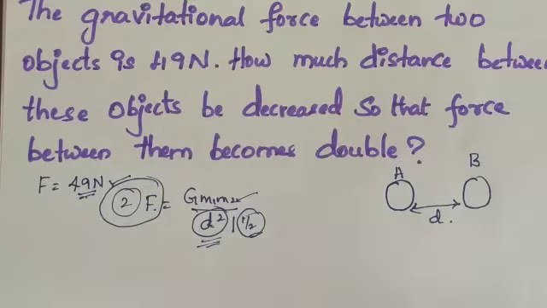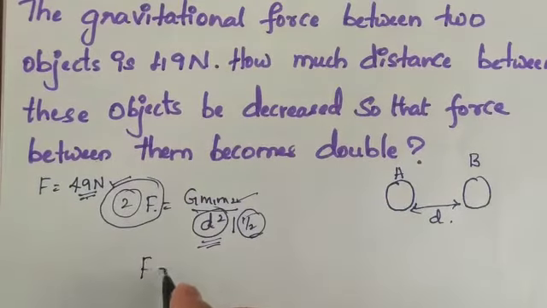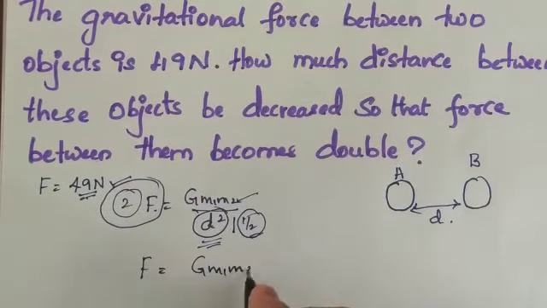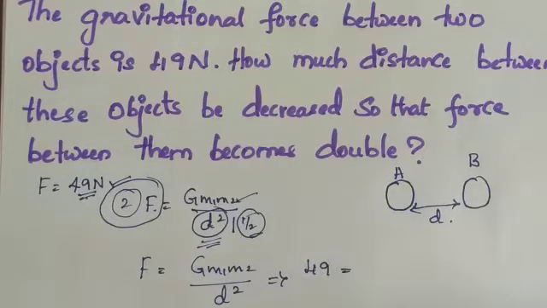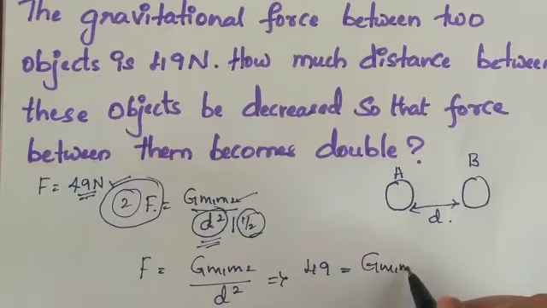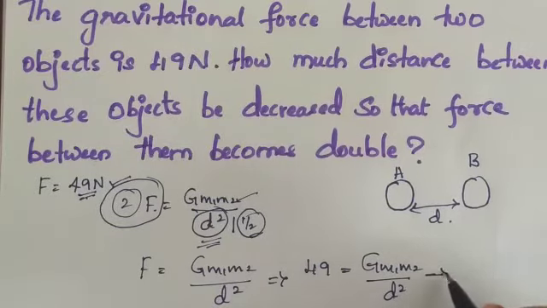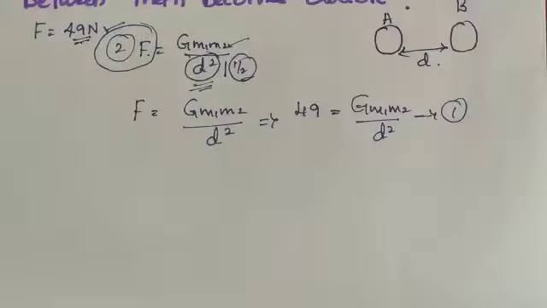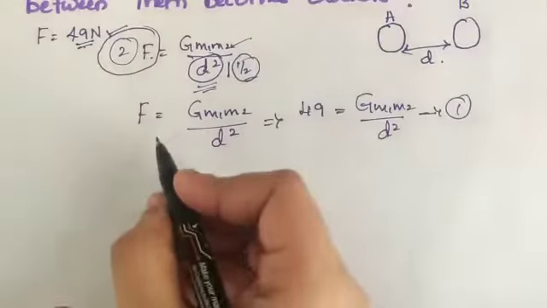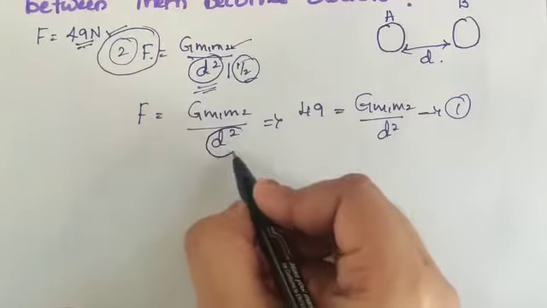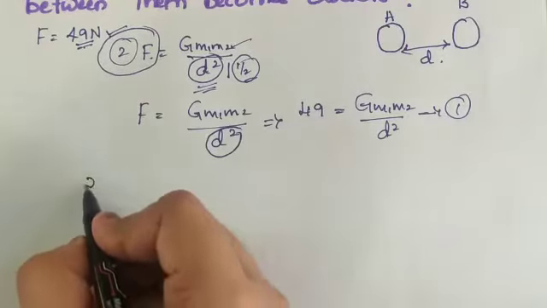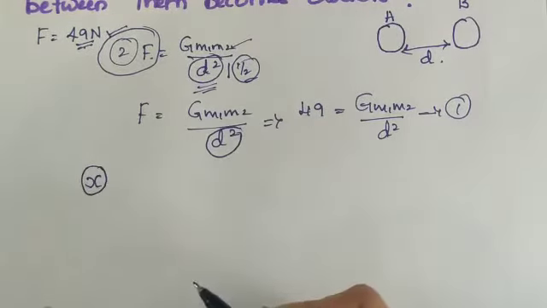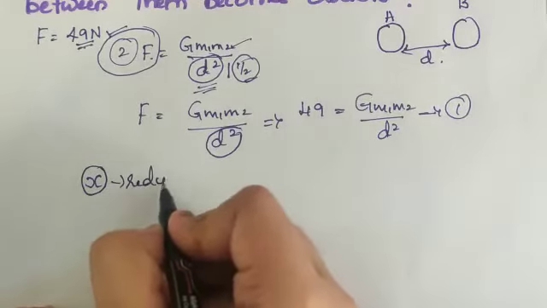For this condition let me take F is equal to G m1 m2 divided by D square. Let me substitute the value. Force is 49 Newton when it is not decreased, so 49 Newton equals G m1 m2 divided by D square. Let me take this as equation number 1. Next, I am considering the same formula. I want to reduce the distance, so I am going to consider the reduced distance as x.